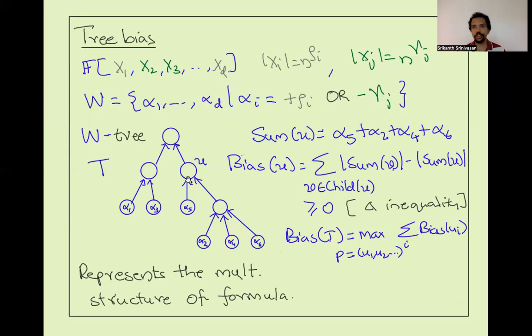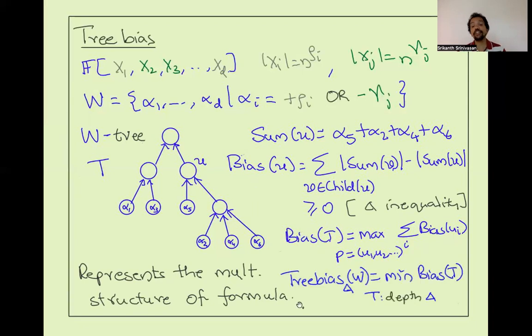Okay, and this tree is very complicated if its bias is large, and if its bias is small, it's simple and it leads to small formulas. That's the intuition. Okay, and the tree bias of a set W is the bias of the least complicated tree for this set W.